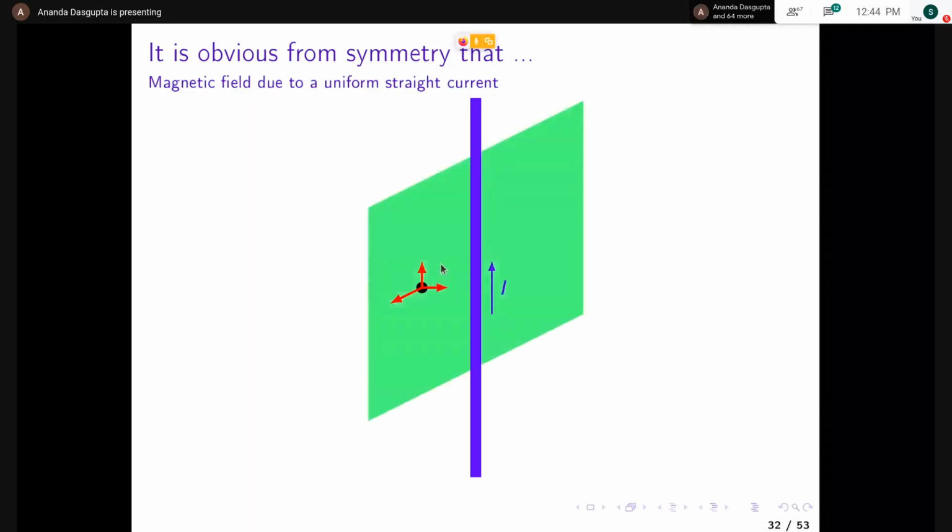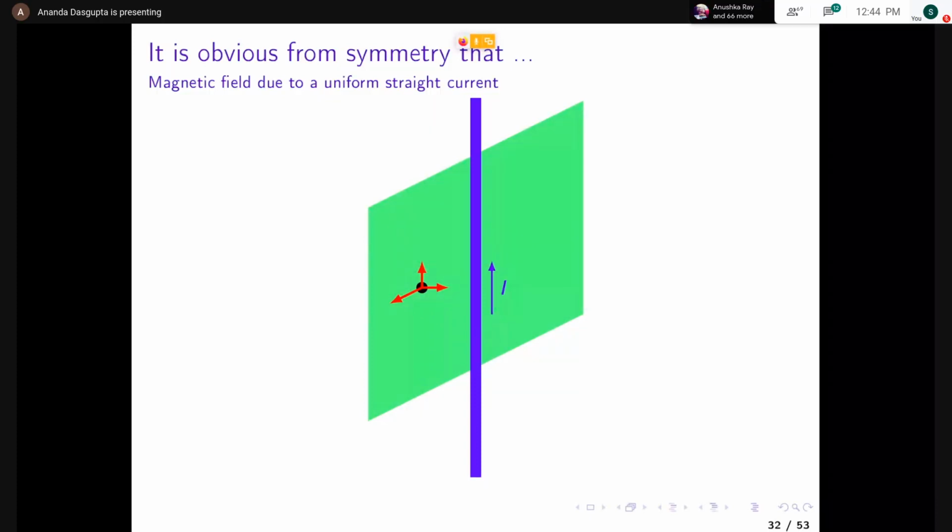Just imagine reflecting in this plane. If you reflect in the plane, the wire stays the same, and the current stays in the same direction, because all the electrons, which of course are moving down here, are actually moving in the plane. So when you reflect, they're moving in exactly the same direction.